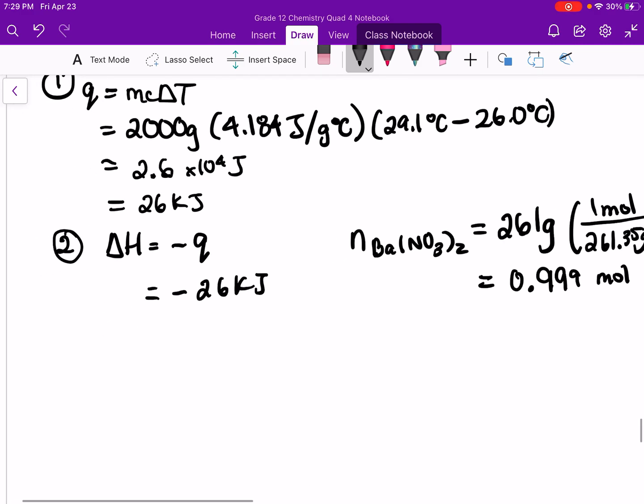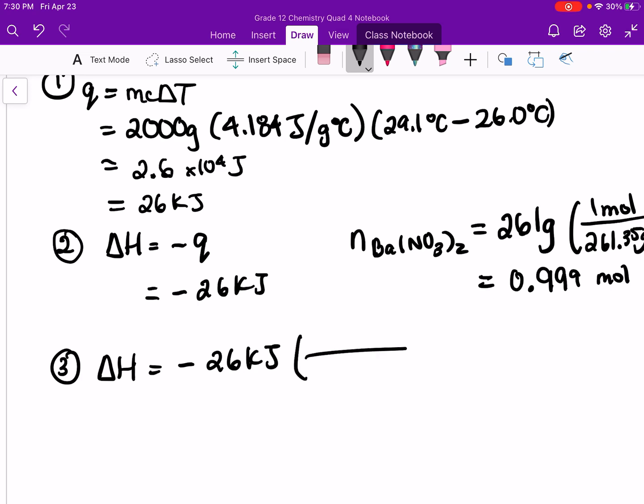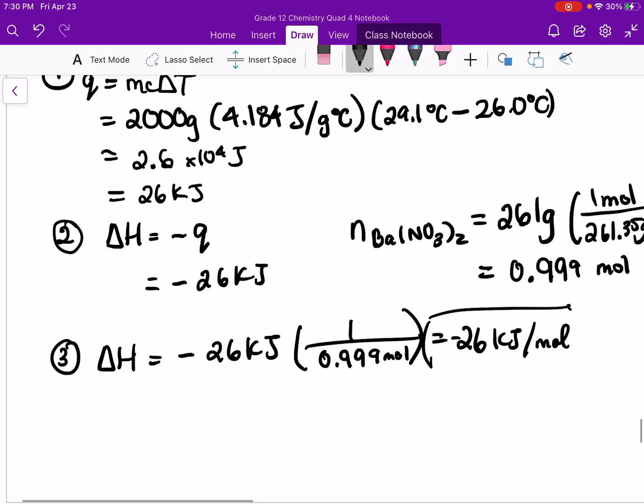Finally, we can find the molar enthalpy by putting negative 26 kilojoules and dividing by 0.999 moles to get negative 26 kilojoules per mole. This is our answer here.